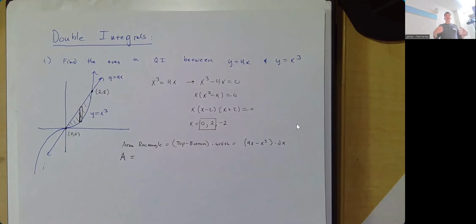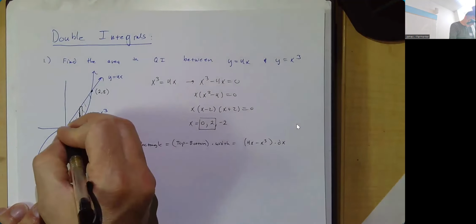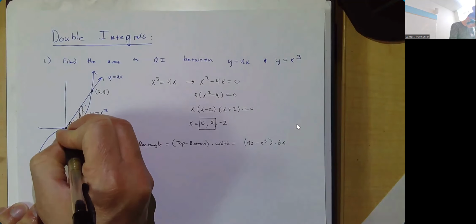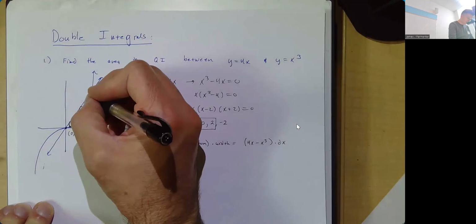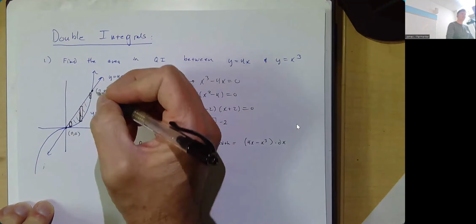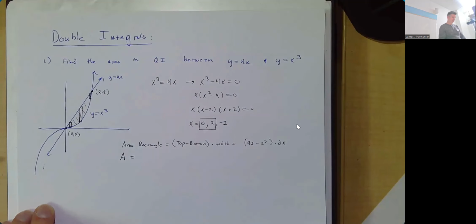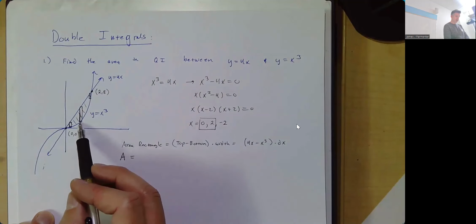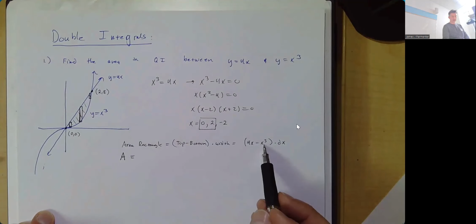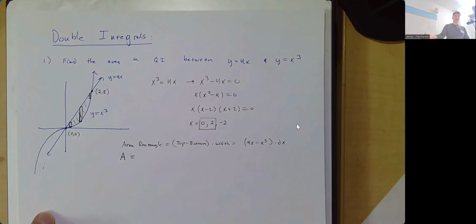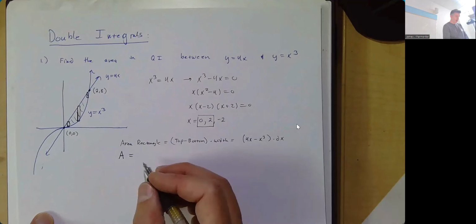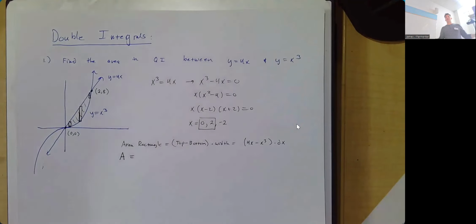Notably, the height of that rectangle changes as you slide from left to right. Over here, close to the origin, the rectangle is pretty short. In the middle, it's relatively tall. Over here, it's again pretty short. It depends on where x is, right? If x is 1, the height of the rectangle is 4 minus 1. If x is 1.5, the height of the rectangle is 4 times 1.5 minus 1.5 cubed, whatever that is, probably smaller. And then, as is with much of calculus, with integration, we're going to add up all the rectangles.